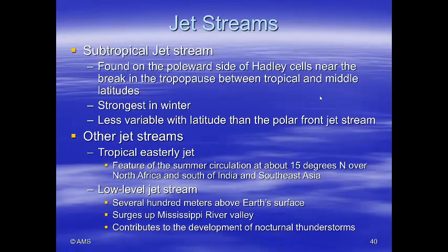We also have a subtropical jet stream. This is found on the poleward side of the Hadley cells, and it's near the break in the tropopause between the tropical and middle latitudes. It's strongest in the winter, and it's less variable with latitude than the polar jet stream.